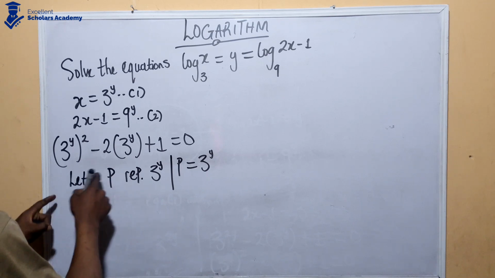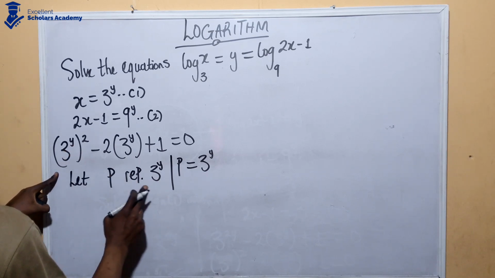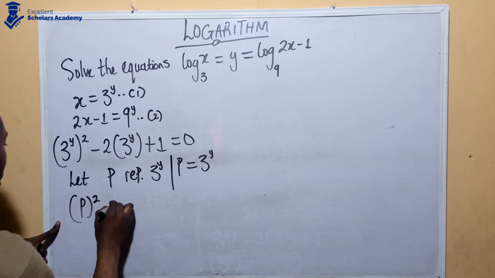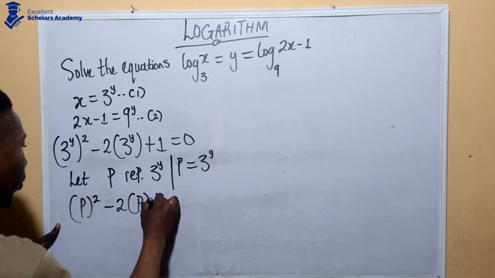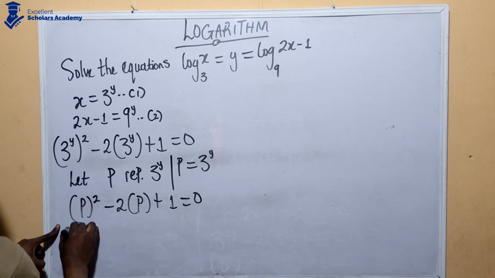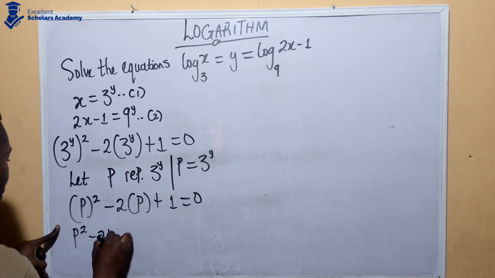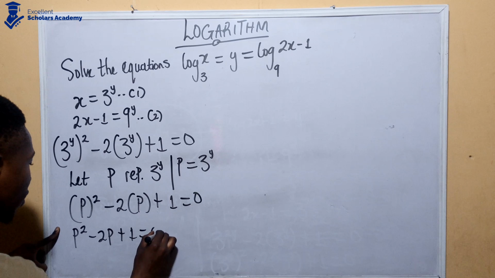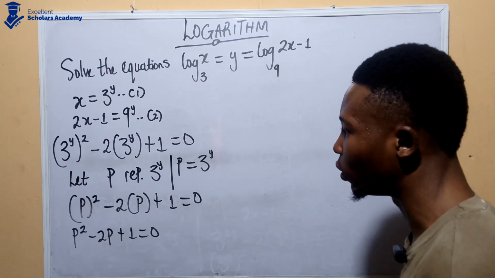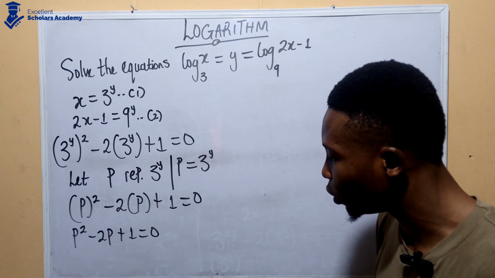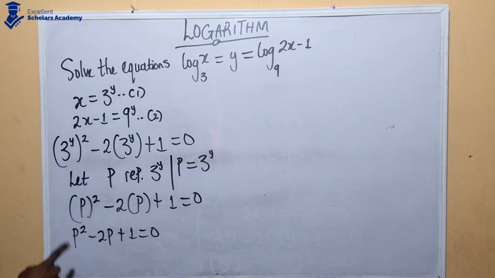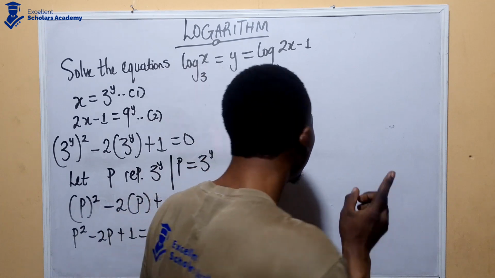So doing this, anywhere we see 3 to the power of y, we're going to replace it with p. So it becomes p to the power of 2 minus 2 into p plus 1 is equal to 0. That gives us p squared minus 2p plus 1 is equal to 0. Now this has led us to a normal quadratic equation. So we're going to solve this quadratic equation. Now, how do we solve this? We're going to solve it using the factorization method.